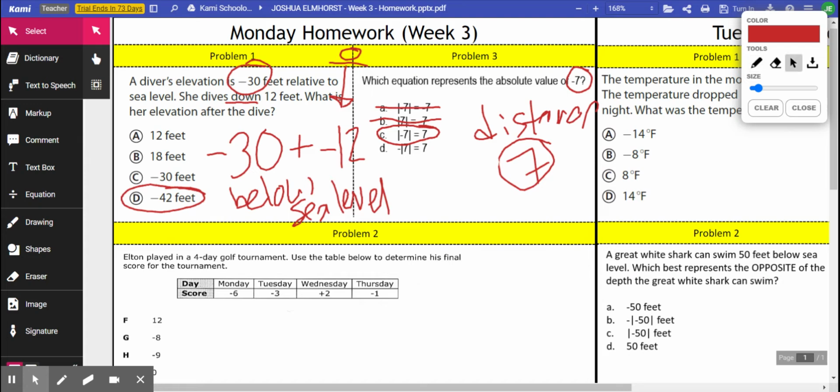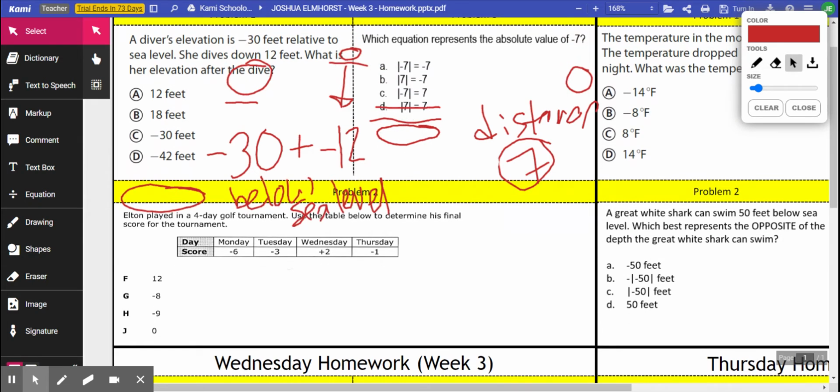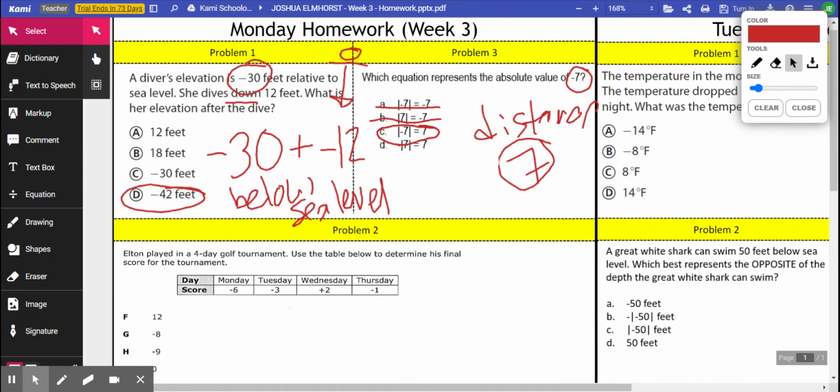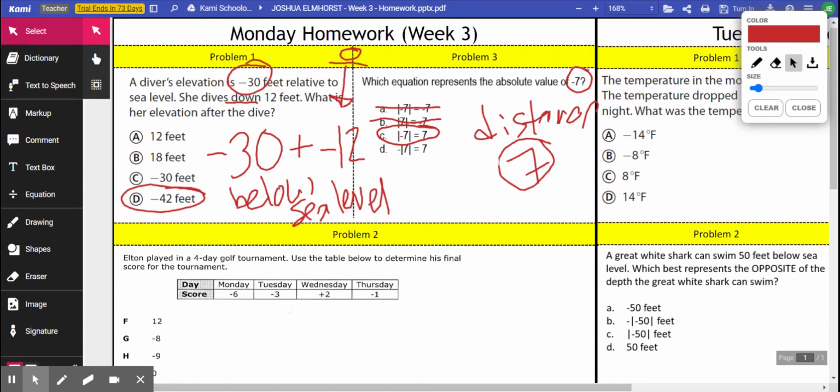So if we take a look at the problem down below, which is 0. Okay, so Elton played a 4-day golf tournament. The first day he had a negative 6, then he had a negative 3, then he was over par. Par would be 0 as used in golf.